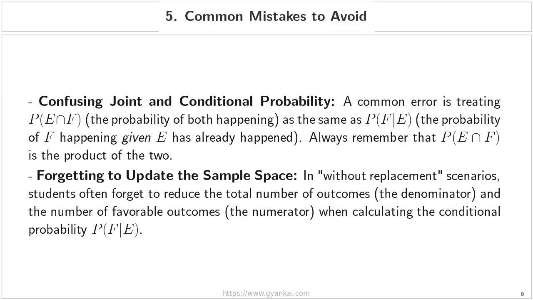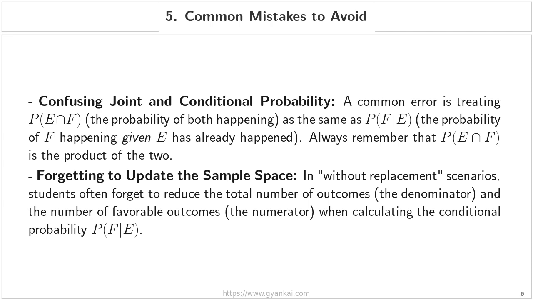Second, when you are working on problems involving without replacement scenarios, much like the red and blue balls example we just walked through, don't forget to update your sample space. A common mistake is to forget to reduce both the total number of outcomes in the denominator and the number of favorable outcomes in the numerator. If you don't adjust these numbers to reflect that one item has been removed, your conditional probability calculation will be incorrect.